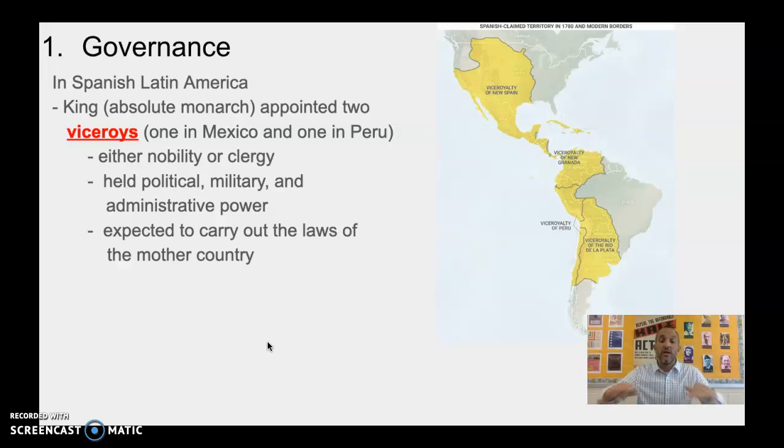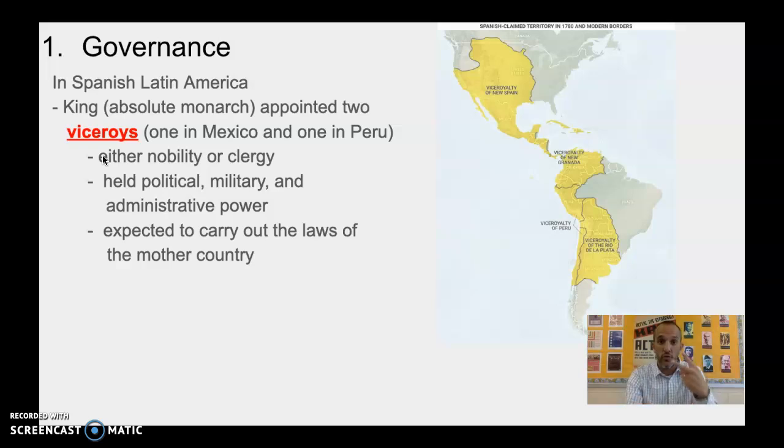In terms of how the Spanish are going to run this empire, the king, who is an absolute monarch and has total control over Spain, is going to set up a government structure with what are called viceroyals or viceroys. And this really refers to a vice royalty, or almost like a vice king in a sense, where you are appointed as head of a region in Spanish Latin America, and you therefore are going to carry out the laws of your absolute monarch and your king who you swear allegiance to.